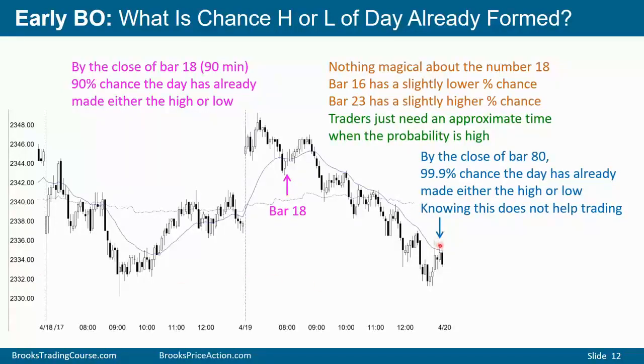Here's bar 80. The 5-minute chart has 81 bars. What's the chance that by the close of bar 80, we've seen the high or low of the day? 99.9% chance by the close of this bar, either this will remain the high or this will remain the low. Is that useful information? Of course not, because you're not going to be placing a trade based on that information for the last bar of the day.